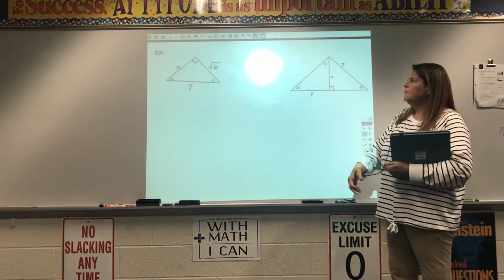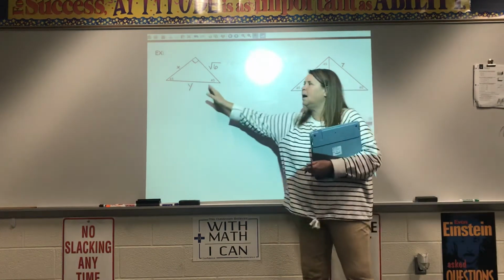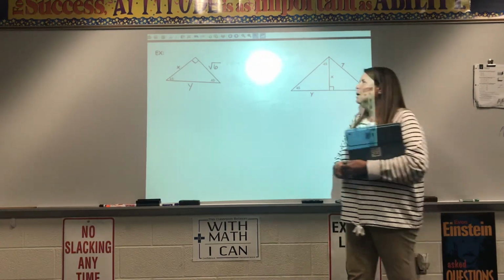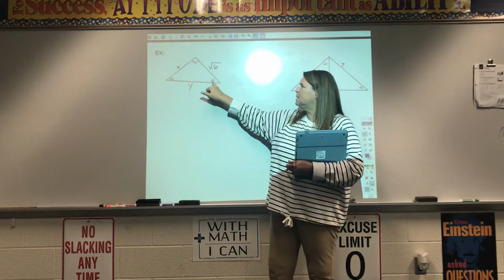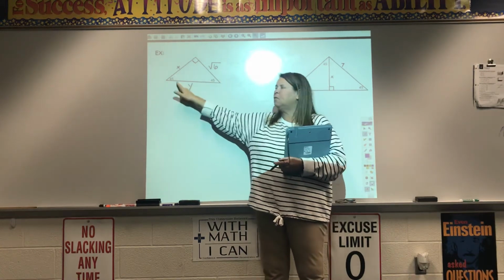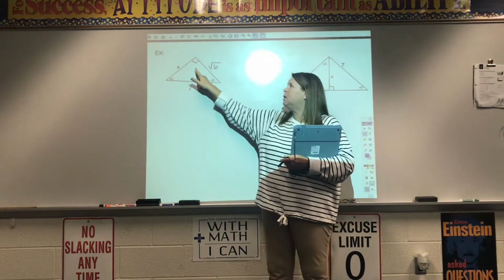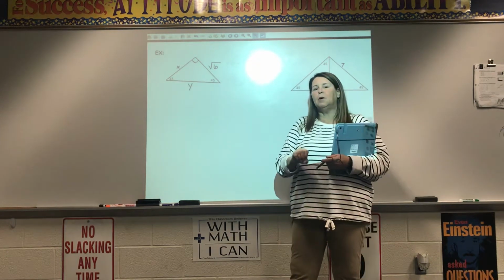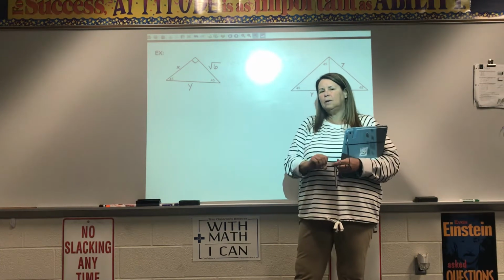So here we have some examples. Periods 2, 6, and 7, you already have these two examples. First period, you need to copy these down. I'm going to start out by first identifying that this is a 45, 45, 90. Now, you don't need to know that both of these are 45. If you only know this one's a 45 and you know that's a right angle, that means this has to be a 45, because if you remember, a triangle's interior angles can only add up to 180.